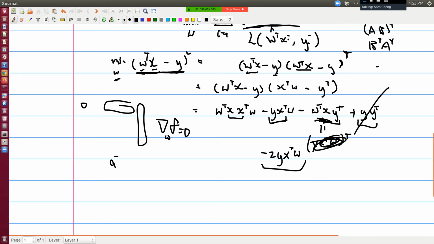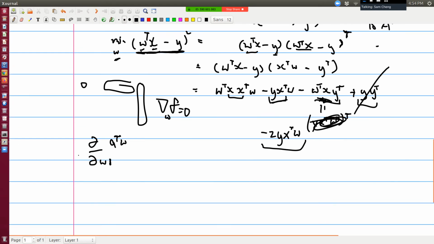So for example, I have A transpose W. Now if I take the gradient, what does gradient mean? If I take the partial derivative with respect to Wi, this should give me the ith component, right? The gradient will be partial W1 of A transpose W, partial W2 of A transpose W, partial W3, and so on.